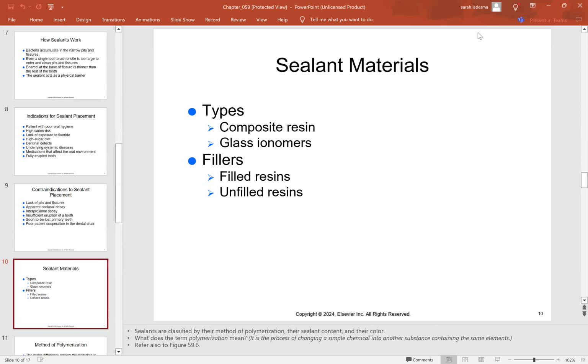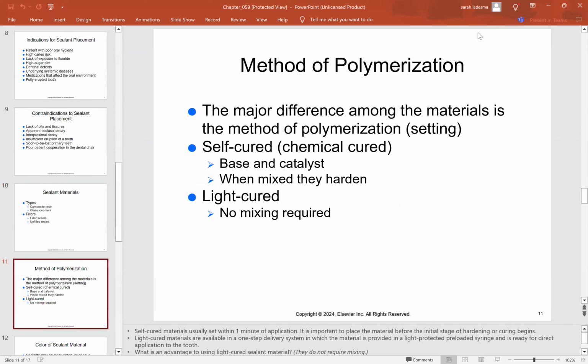As far as sealant material goes, we have composite resin and glass ionomers, and these can be filled or unfilled. Method of polymerization. The major difference among the materials is the method of polymerization, or the setting or curing. So we have our self-cured materials. These are chemical cured. They consist of a base and a catalyst, and when the two are mixed together, that's when the curing or the hardening happens. Then we have our light cured material, where we wouldn't need to mix, but we would hit that with our curing light in order to create polymerization.